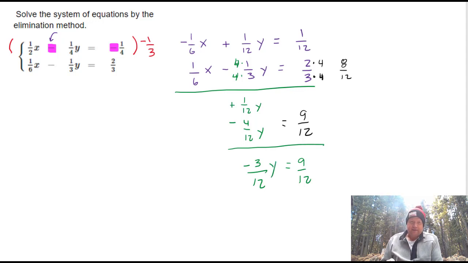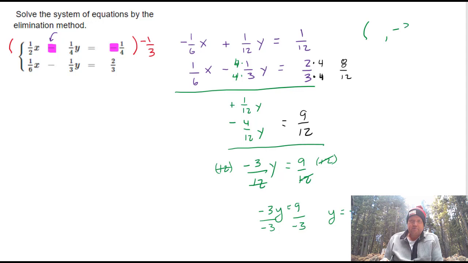And I know that if I multiply both sides by 12 now, I've got a denominator of 12. Isn't that convenient? We'll cross those off. And I just have negative 3y equals 9. So we'll divide by negative 3, and we'll get y equals negative 3. Wow, that was a lot. So y is negative 3.